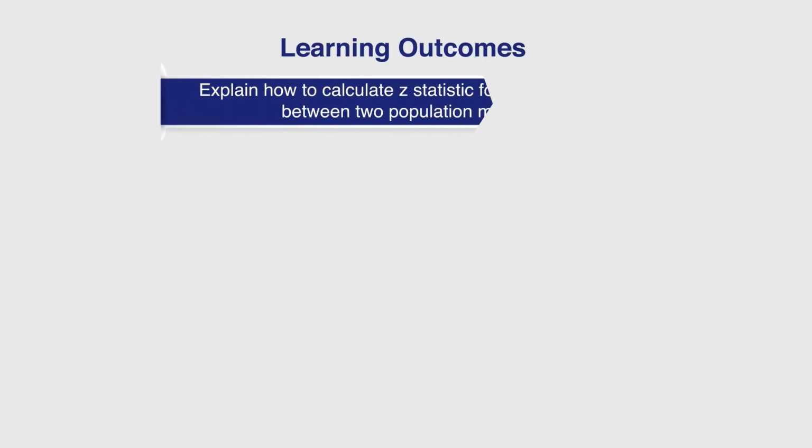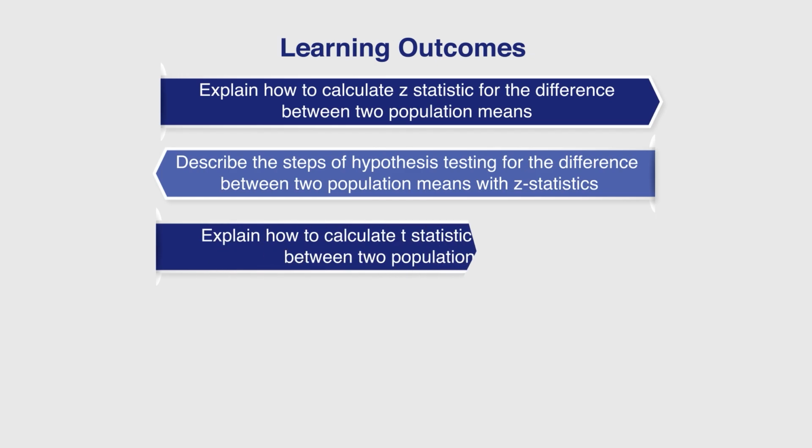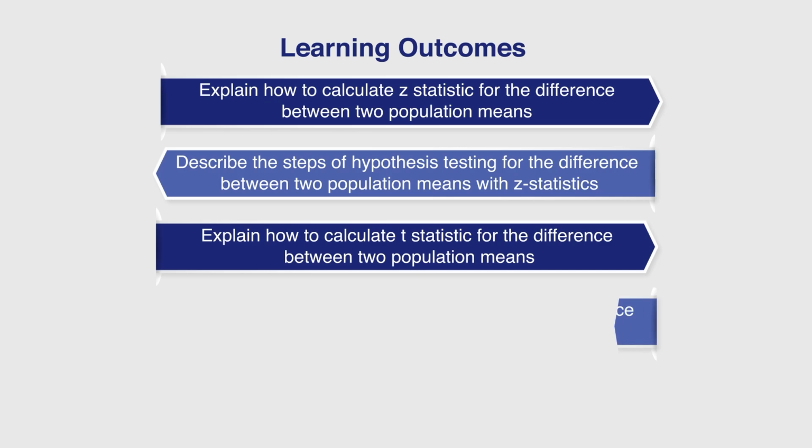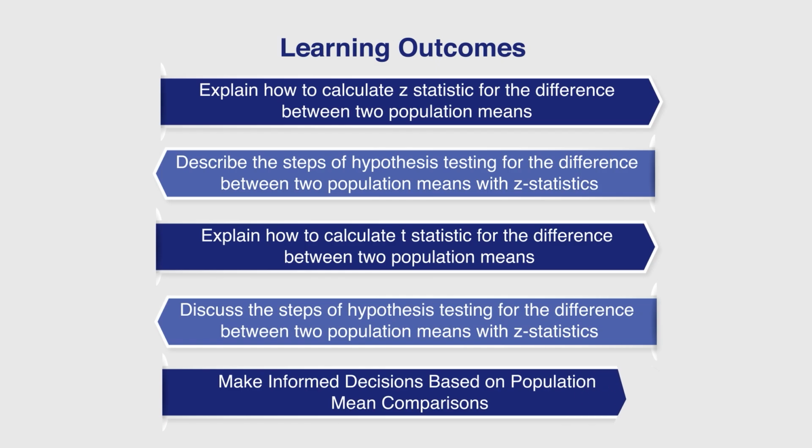The learning outcomes of this session are: explain how to calculate Z statistic for the difference between two population means, describe the steps of hypothesis testing for the difference between two population means with Z statistics, explain how to calculate T statistic for the difference between two population means, discuss the steps of hypothesis testing for the difference between two population means with T statistics, and make informed decisions based on population mean comparisons.